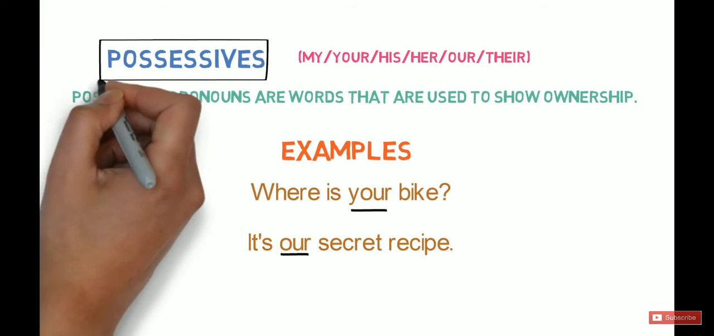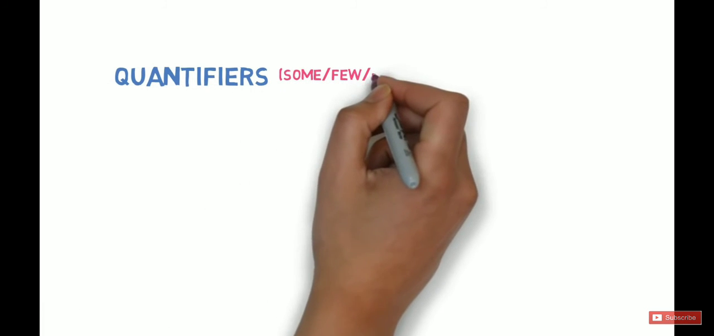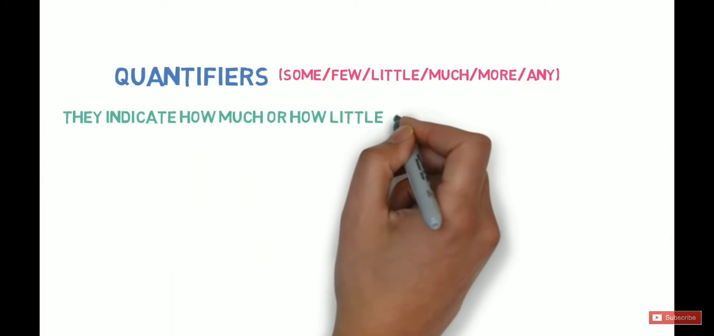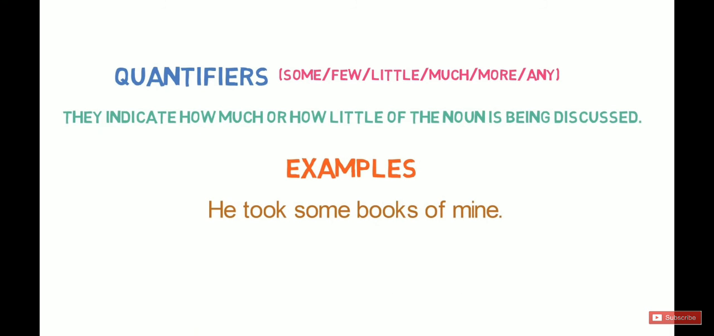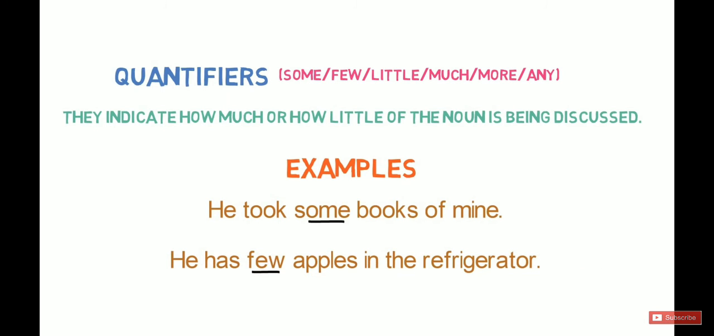Let's look into the last category of determiners, which is quantifiers. Quantifiers are words like some, few, little, much, more, any. They indicate how much or how little of the noun is being used. Let's look into the examples of them. He took some books of mine. Here, some defines the quantity of books he took. Let's look into the next example. He has few apples in the refrigerator. Here, few defines the quantity of apples he has. As quantifiers determine the quantity of a noun, they come in the category of determiners.